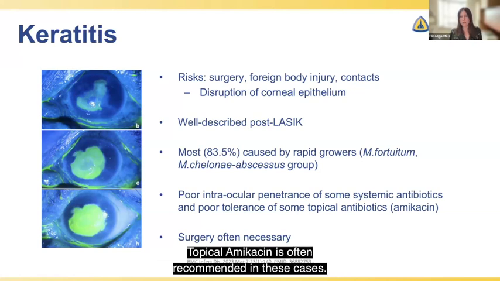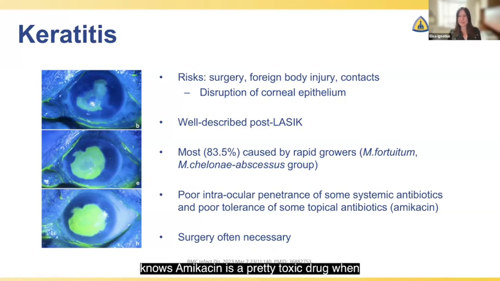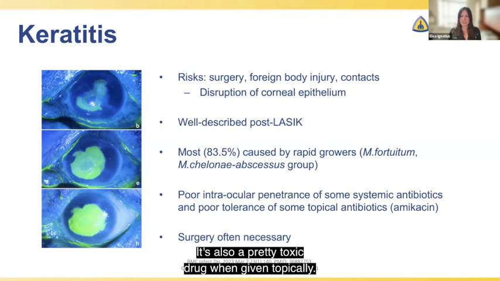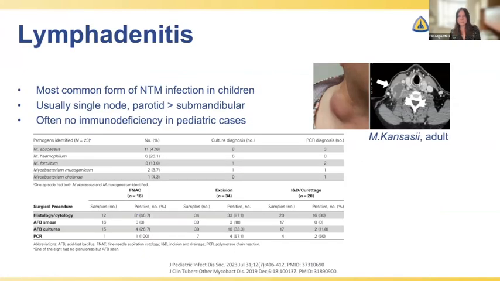Topical amikacin is often recommended in these cases, but one challenge is that, as anybody who's taken amikacin or is familiar with the NTM treatment space knows, amikacin is a pretty toxic drug when given intravenously. It's also a pretty toxic drug when given topically. And so it's not uncommon that patients have issues with tolerability, and it can cause just a lot of inflammation on the eye surface. Surgery is often necessary in these cases as well.